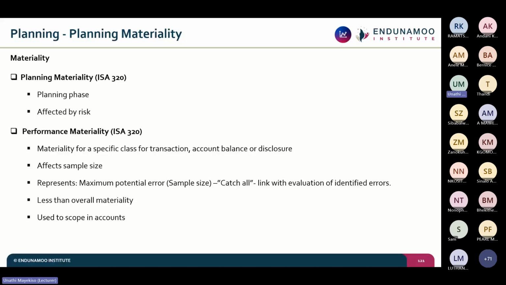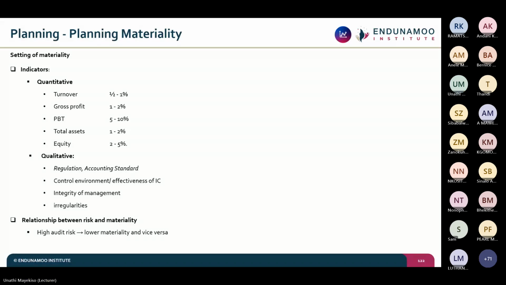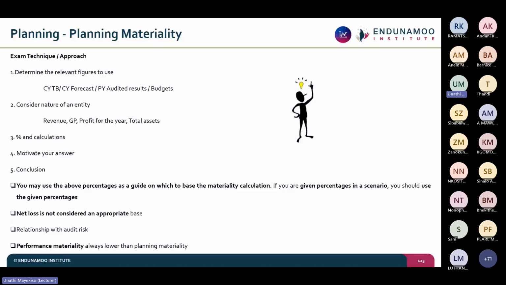Okay, so the ISA gives you the parameters and the thresholds and the benchmarks to use in terms of determining materiality. From an exam technique perspective, you would need to look at your current year TB, current year forecast, prior year audited results, budgets, whatever numbers they are giving you, and decide which ones are the most appropriate to use based on the scenario. Then you consider the nature of an entity. Are you going to use revenue? Are you going to use gross profit? Are you going to use profit for the year? Are you going to use total assets in order to determine materiality? Then you're going to look at the ranges that you're going to use, which is the percentages. Then you're going to determine materiality, and you just provide a brief motivation for why you've determined that to be your materiality, as well as a conclusion.